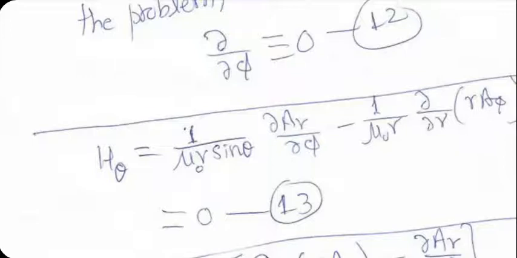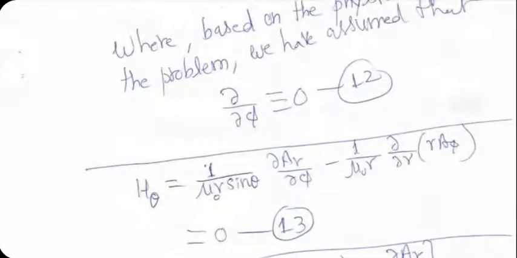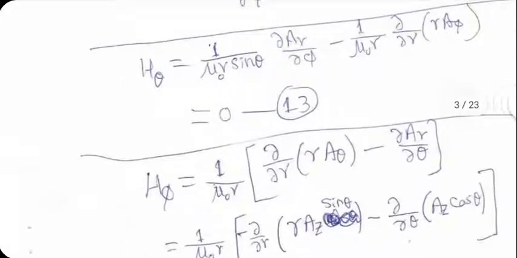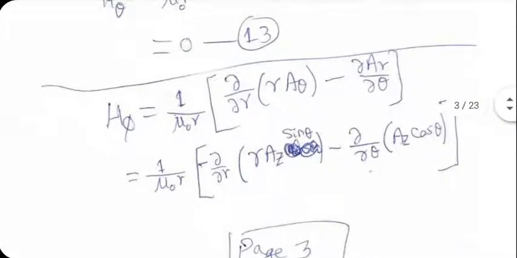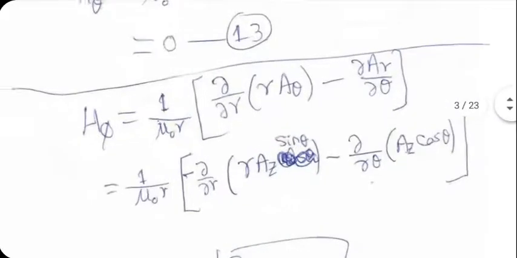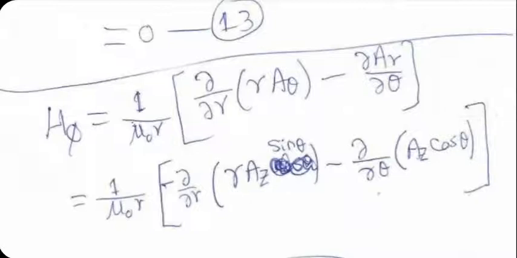Mr. Hertz. Hopefully, the third H component will not be 0. Otherwise, there is no point doing all this. Let's look at H phi. At least I'm hoping it will not be 0. The formula for H phi is obviously 1 upon mu naught phi component of del cross A. And that component is given here. 1 upon r, d by dr of r A theta minus dAr by d theta. Okay. This will not be 0, I think.